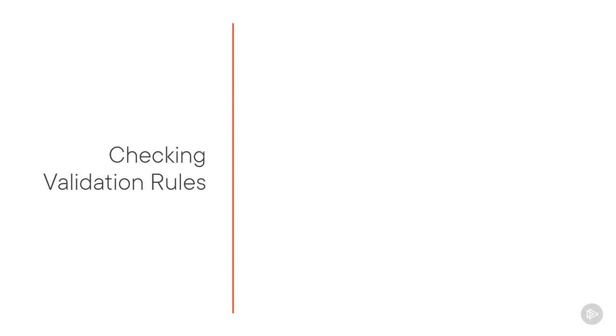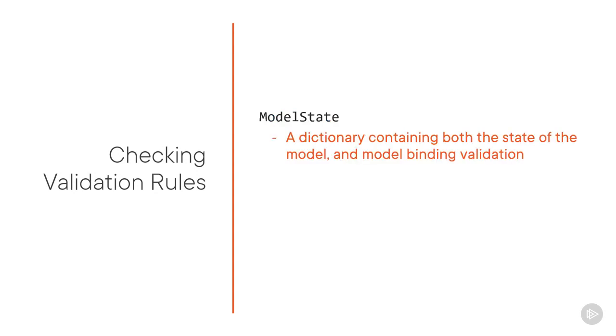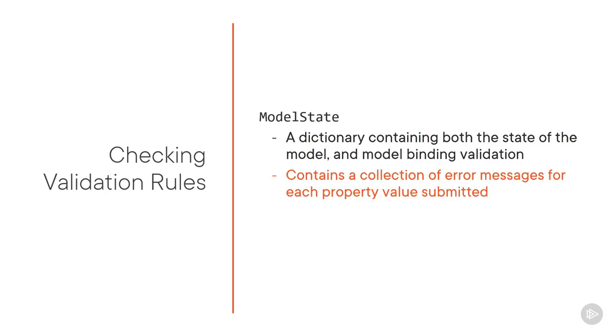For checking validation rules in ASP.NET Core, the built-in concept of model state is used. The model state is a dictionary containing both the state of the model and model binding validation. That's the part we need. It represents a collection of name-value pairs that were submitted to the API, one for each property. It also contains a collection of error messages for each value submitted. Whenever a request comes in, the rules we defined in step 1 are checked. If one of them does not check out, the model state's IsValid property will be false. And this property will also be false if an invalid value for a property type is passed in. So that's what we'll use for checking our rules.